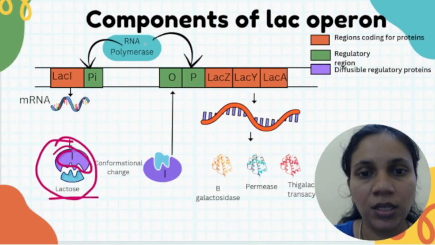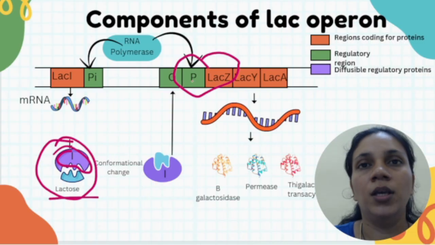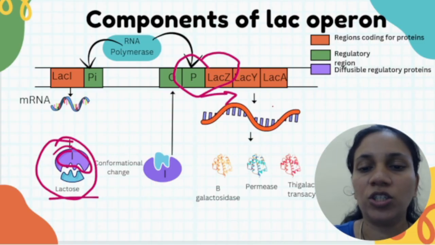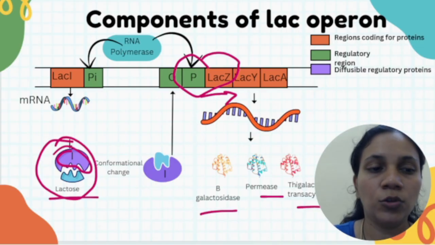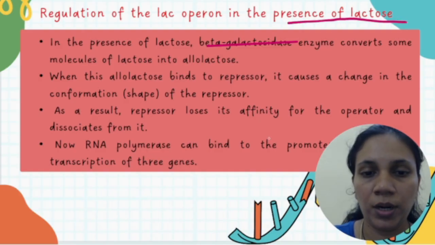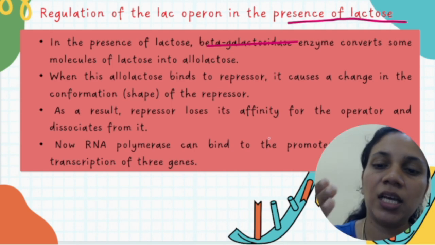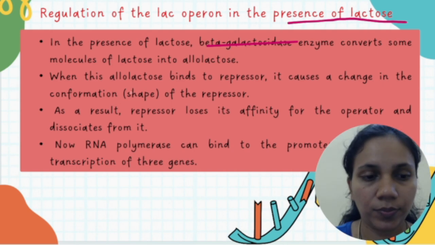So, as a result, the RNA polymerase can go and bind onto the promoter and perform the transcription of the structural genes, which in turn will code for the beta-galactosidase, permease, and thiogalactoside transacetylase enzymes. So, this is how the role of the inducer, that is the lactose, comes into the picture. Alright. So now this RNA polymerase can go and bind to the promoter and transcribe the 3 genes.